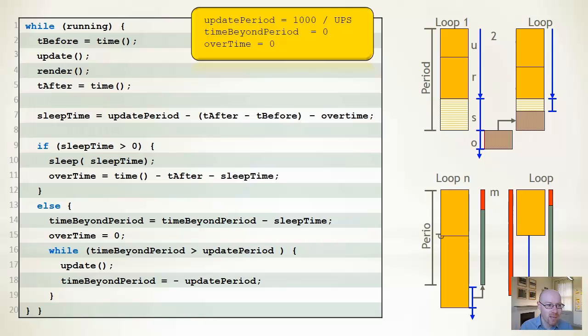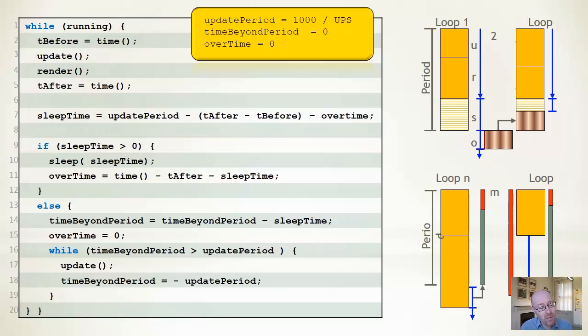At line 11 we say, well, what's the current time? And we take this away from time after minus time asleep, which is how long we thought we were going to go to sleep for. And that gives us our overtime. So in other words, here we have the error in the sleep for that particular request. Positive value, we slept in. Negative value, we woke up too early.